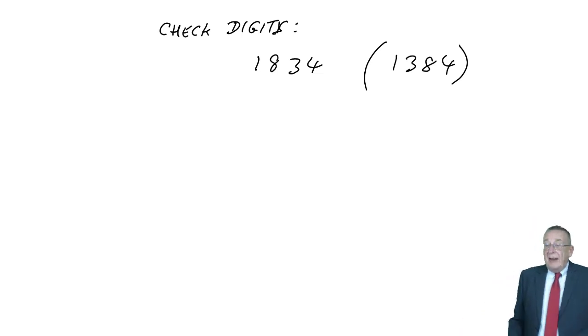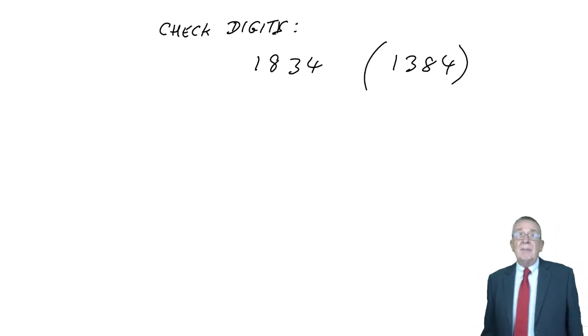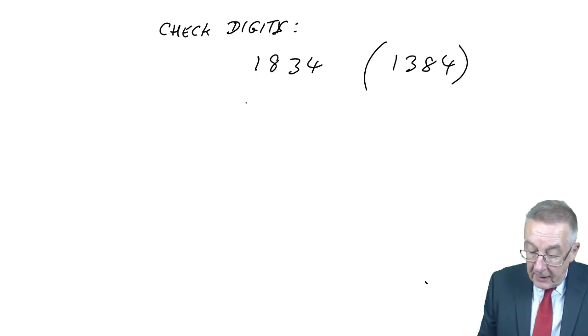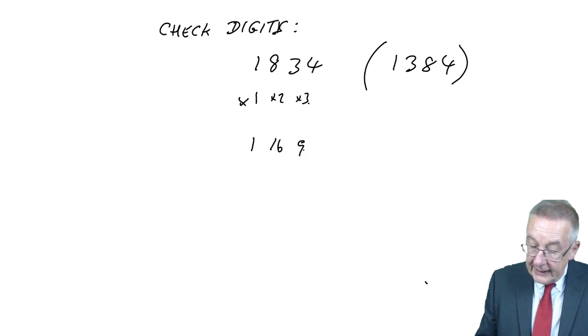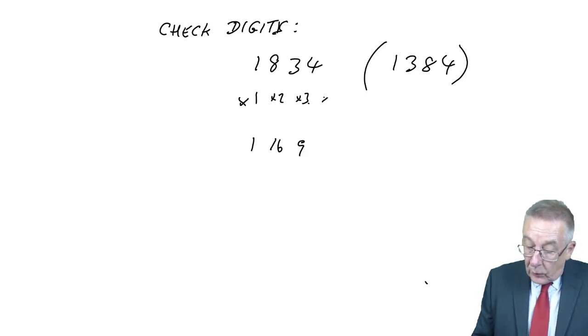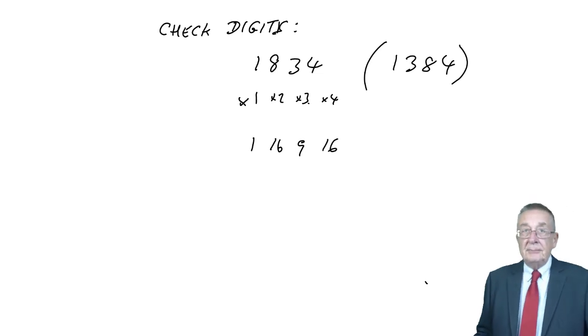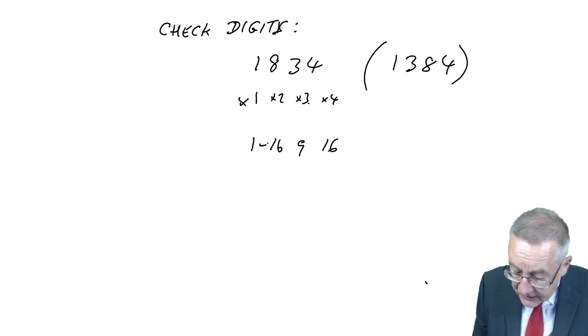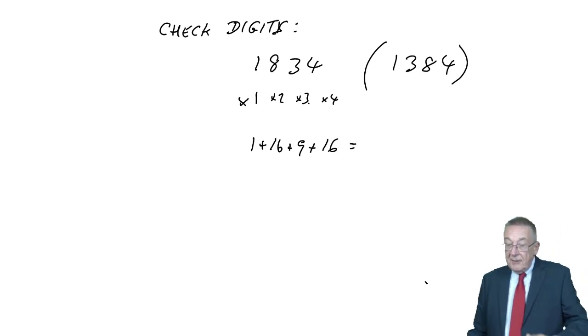Now, what the computer might do, this is very, very simple one. In practice, it has to be a lot more complicated. But it may take the first number and multiply by 1. Multiply the second number by 2, so that's 2 times 8 is 16. Next one by 3, 3 times 3 is 9. Next one by 4, 4 times 4 is 16. So the computer does this when the number's first allocated. It adds the numbers together. So what does that come to? 10, 26, 36, 42.